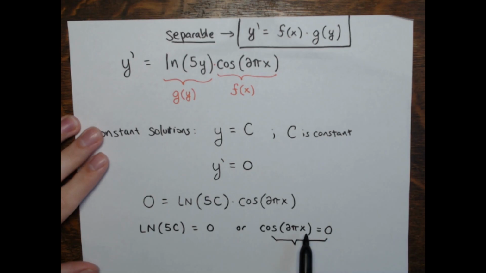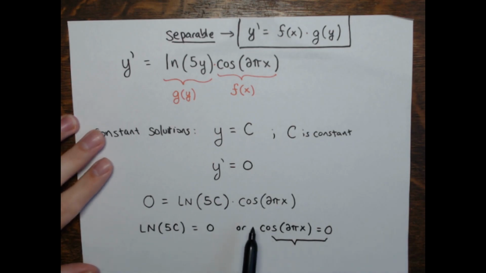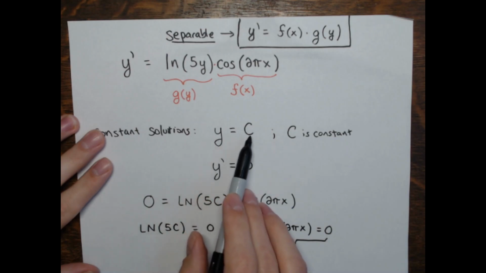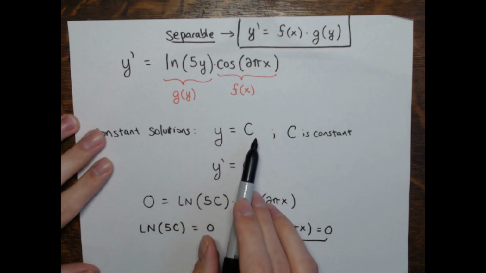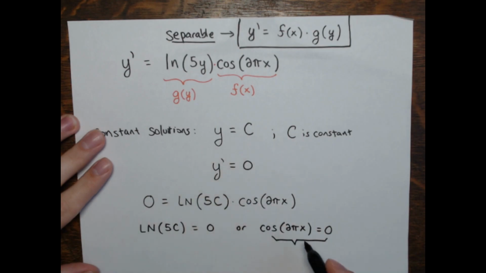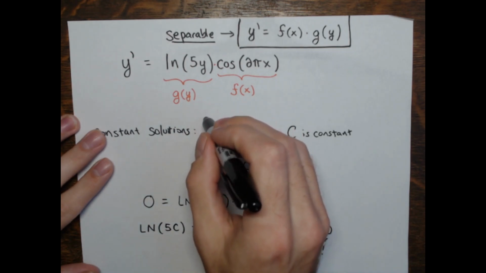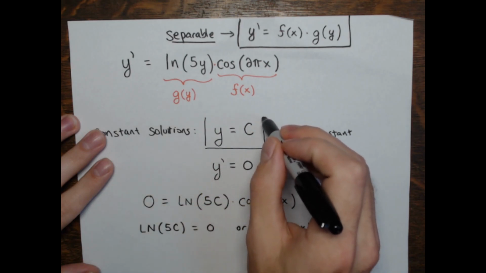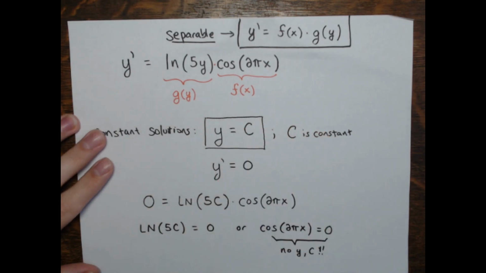I mean, yes, this has solutions. There are values of x that would make this work. But we're not looking for x. We're trying to find these constant functions. Y is a constant function here that makes this work. So there's no y in this, no c. So I'm not worrying about this equation, even though there are solutions, values of x that would make this work. Like I said, we're only looking for these y equals some constant.